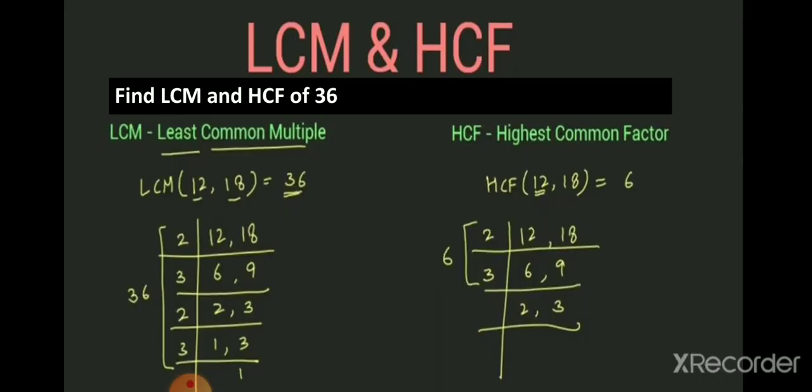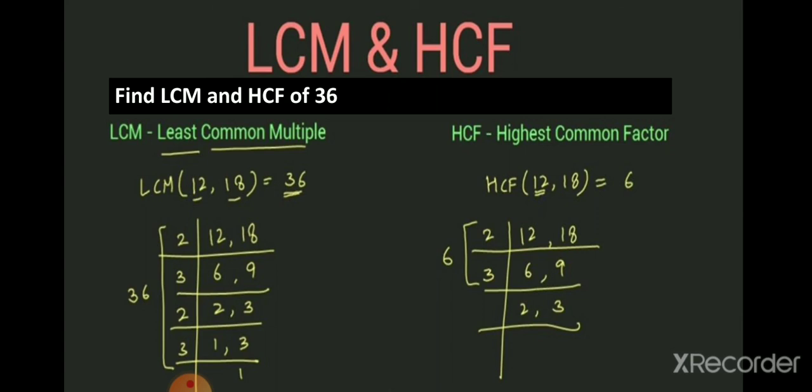Now find the LCM and HCF of 12 and 18. Here you can see that we have to find the LCM of 12 and 18, and the HCF again of 12 and 18. I have done this to explain the difference between LCM and HCF with the example of the same numbers. So when we are finding the LCM and HCF by using the common division method, we will list down 12 and 18 this way.